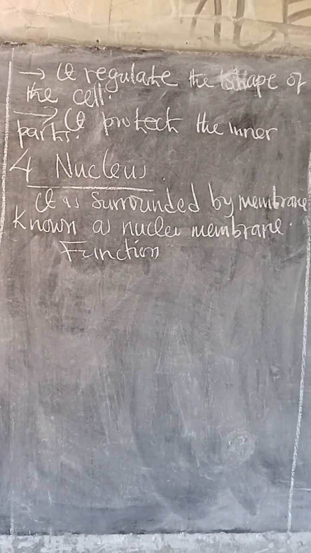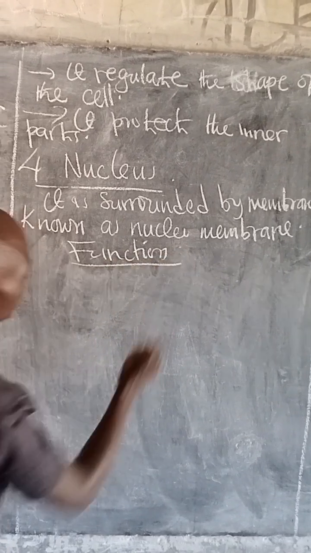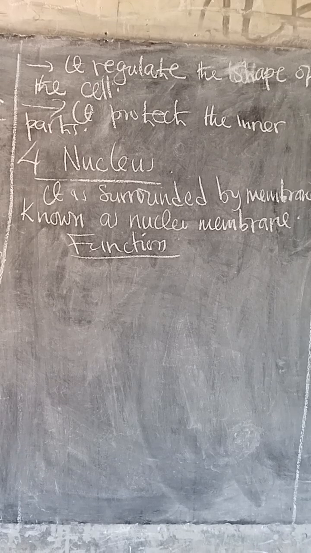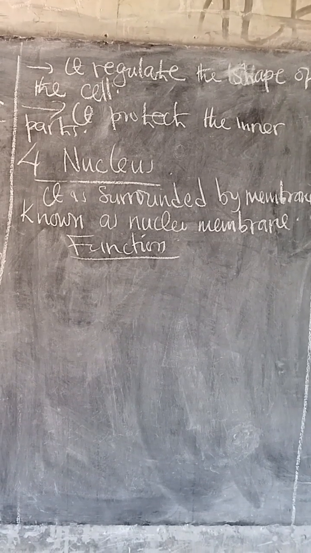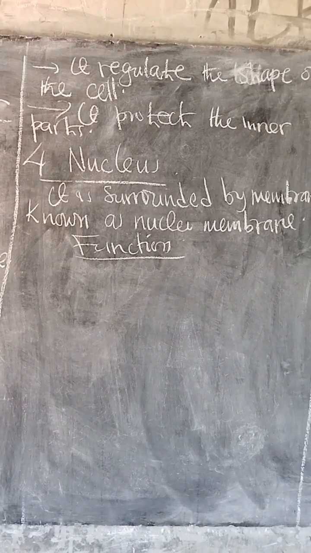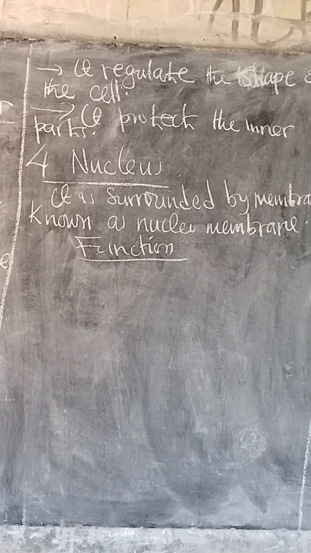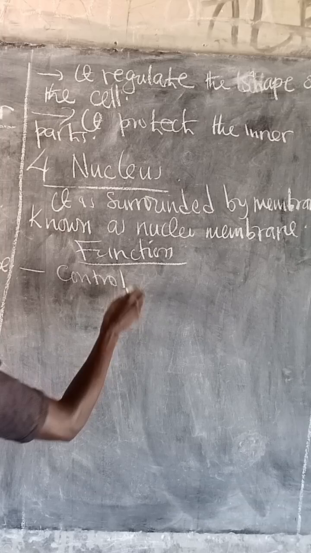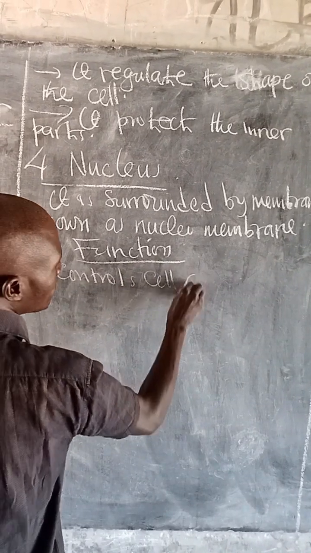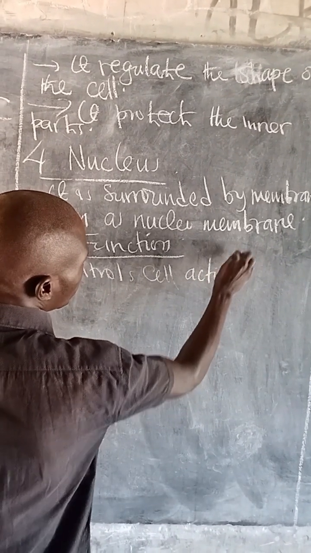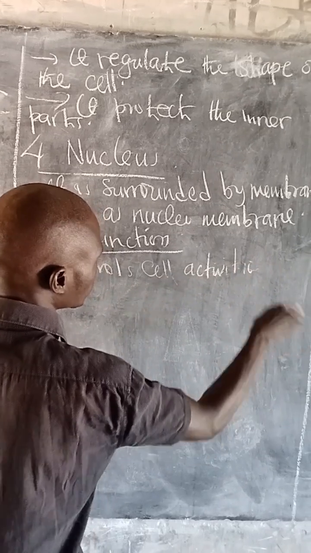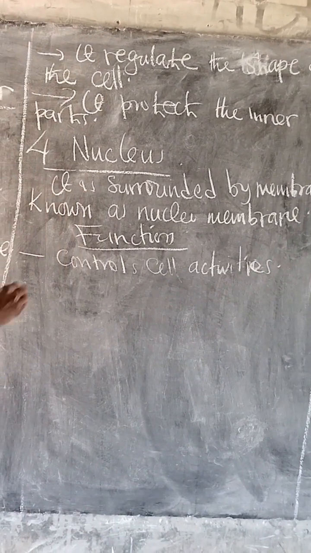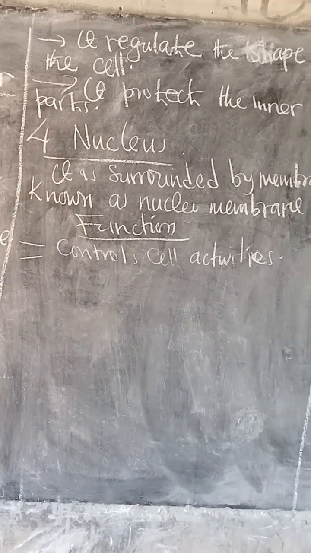The nucleus plays a number of functions in the cell. One of the major roles of the nucleus is that it controls the activities of the cell. It means the nucleus is like the brain of the cell. It decides which activity takes place in the cell, so it controls cell activities, which is one of its main functions.